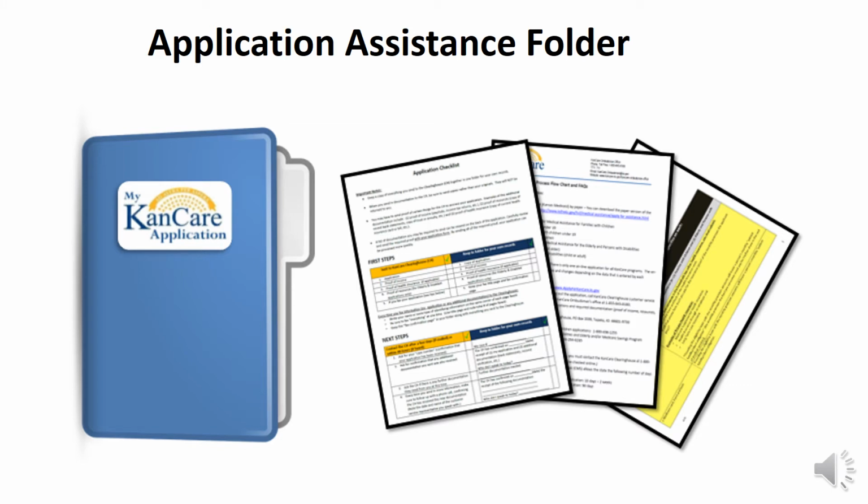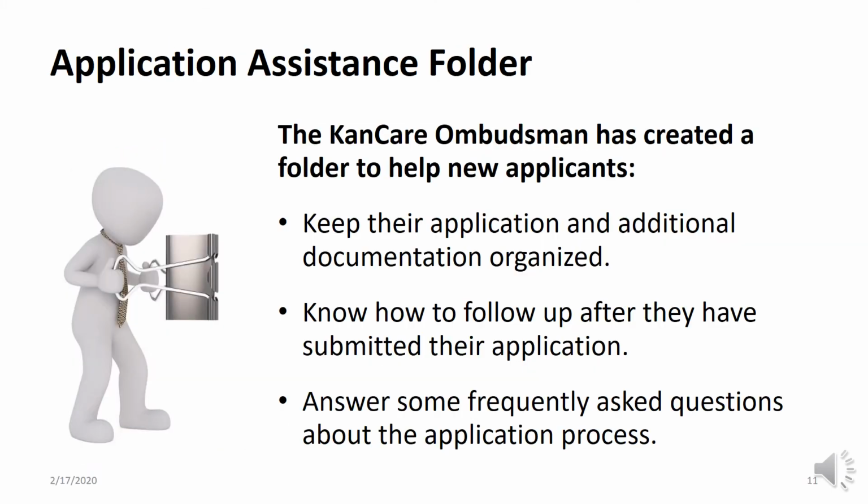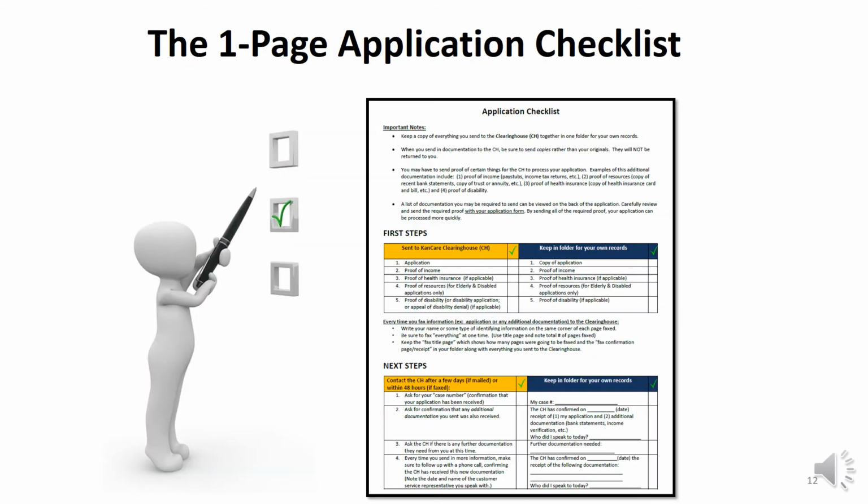The Application Assistance folder. This folder was created by the KanCare Ombudsman Office, and it's a folder to help new applicants keep their application and additional documentation organized, know how to follow up after they've submitted their application so they can stay on top of the processing of their application and make sure there's no unneeded delays. And also it answers some frequently asked questions about the application process.